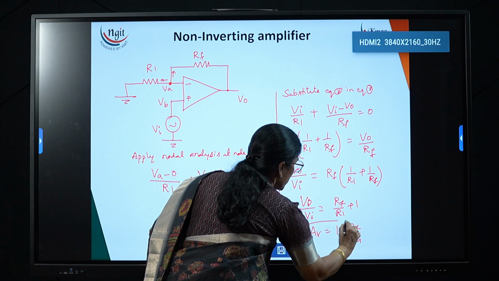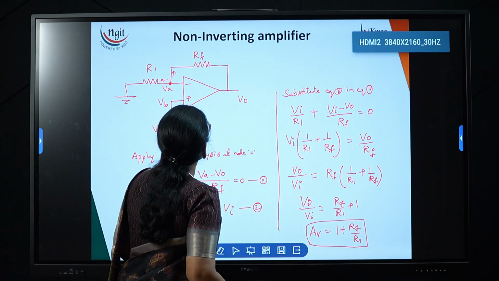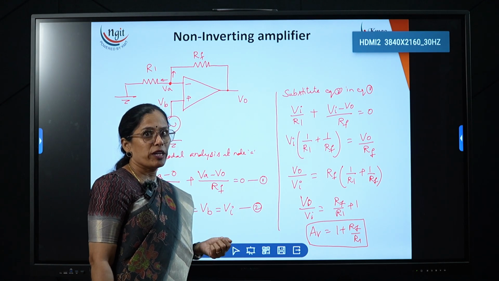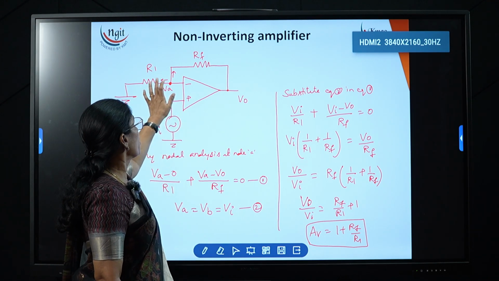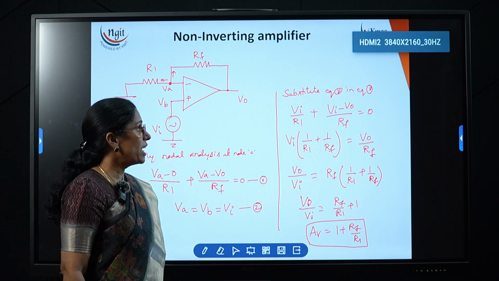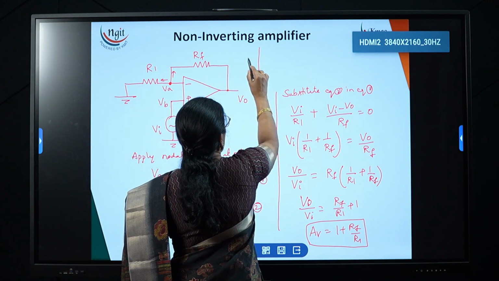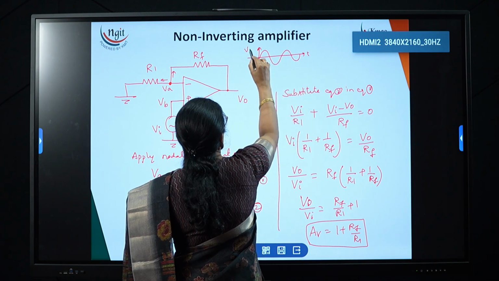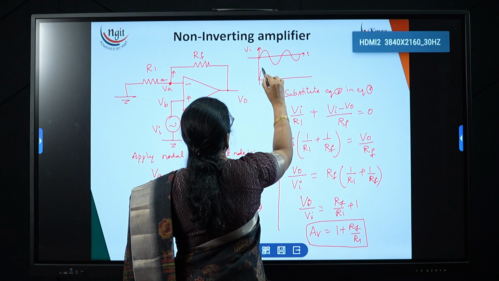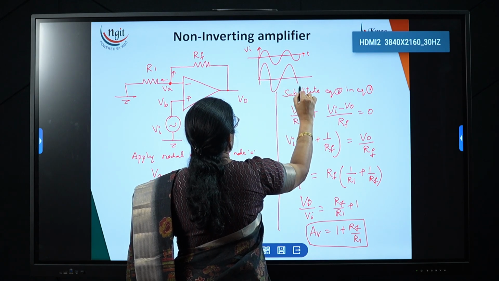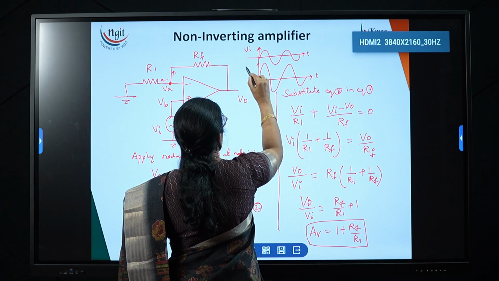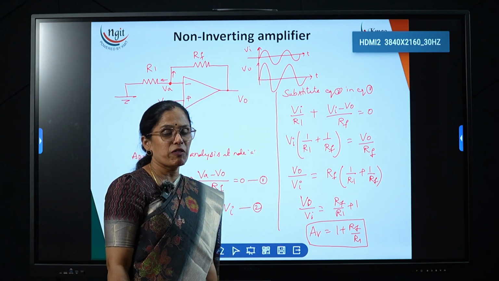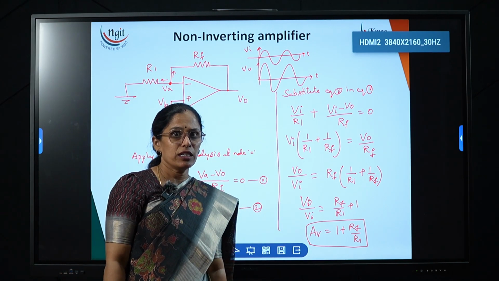Now this is the gain expression in the case of the non-inverting amplifier. So by choosing R1 and RF, you can decide the gain, and here you are going to get a waveform like this. If this is your applied waveform Vin, here you are going to get the magnitude increased, but in phase. So this is the output. Now this is about the inverting and non-inverting amplifier. In the next lecture we will see the adder and subtractor.